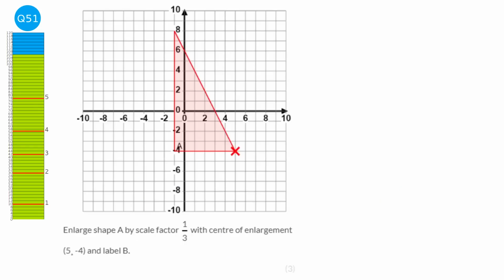So what I'm going to do is work out how I get from my centre of enlargement to each of the vertices on our shape. I'm going to pick the bottom left one first. So we go 1, 2, 3, 4, 5, 6 jumps to the left. Now with a scale factor of 1/3, instead of 6 jumps to the left, it's going to be 1/3 of that for our new image. So instead of 6 to the left, it's only going to be 2. So our new point will be here.